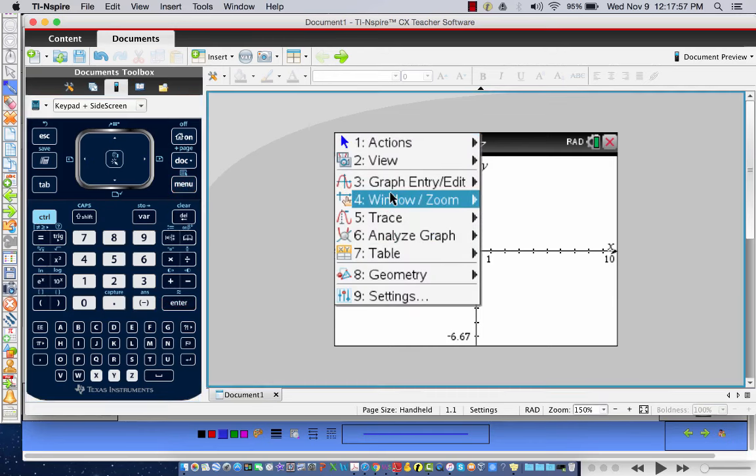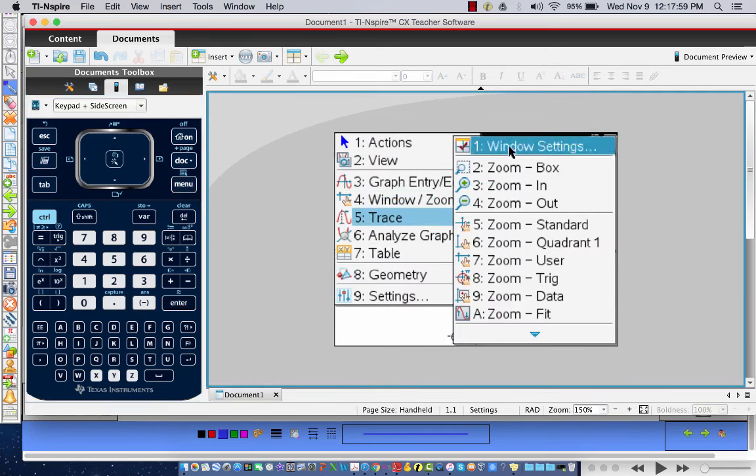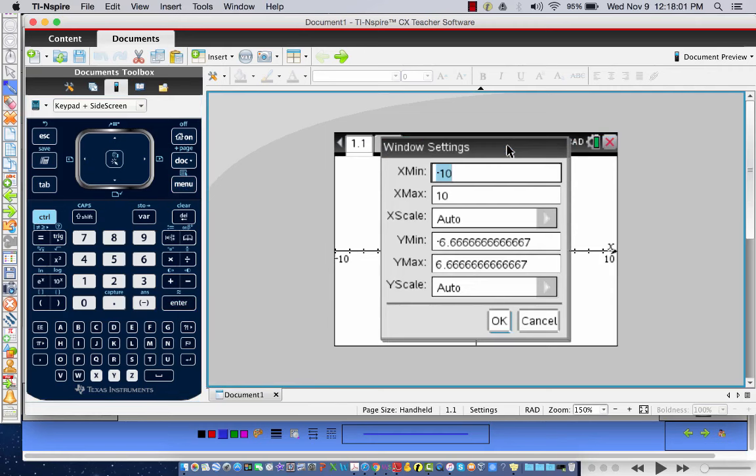Menu, window zoom, and I'm going to go to window settings so I can do it myself. My X minimum, I'm just going to go to 0. I think 10 is good, and I'll make the scale 1. Y min, I only need to be 0. I want to know when it's 5,000, so maybe I'll go to 10,000 with a Y scale of 1,000.